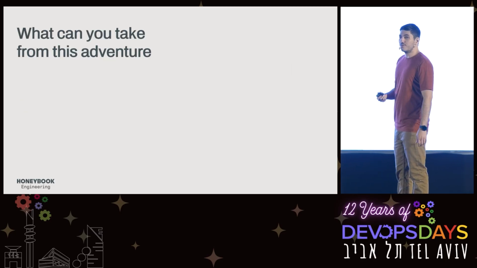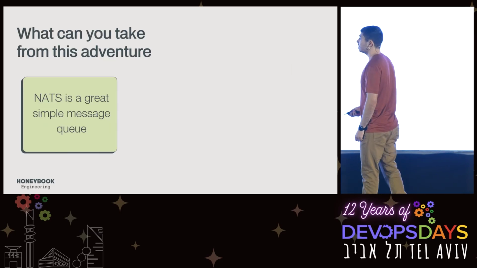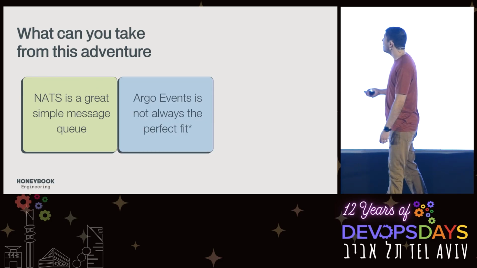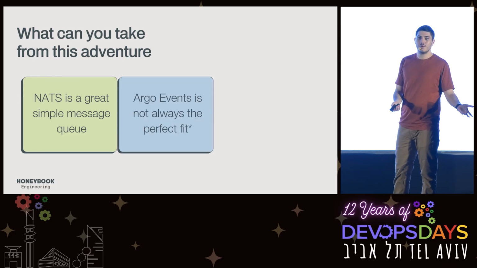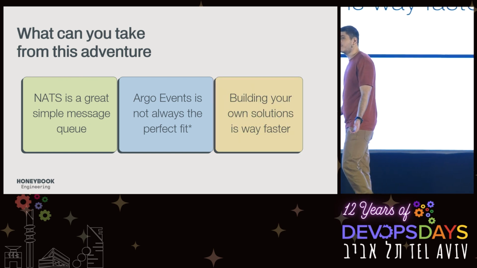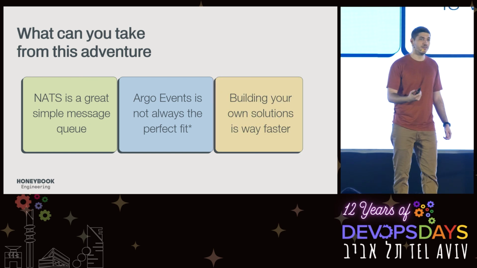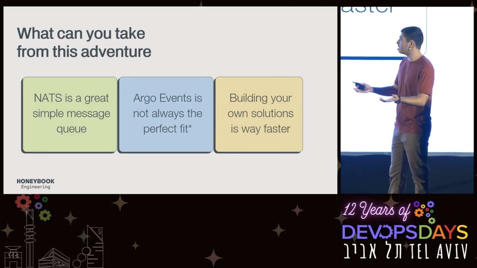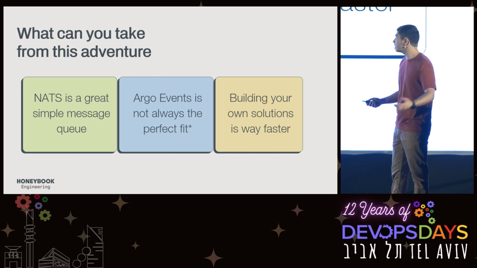What can you take from this adventure, though? Well, first, NATS is a great, simple message queue, and I dare you to use it. Second, Argo Events is just not always the perfect fit. And lastly, building your own solution today is way simpler than in the past. And I also dare you to try, maybe even in parallel with going with a product in the market.